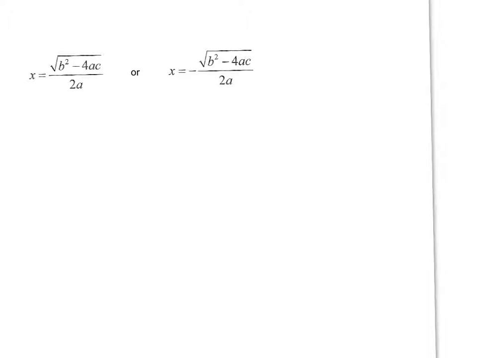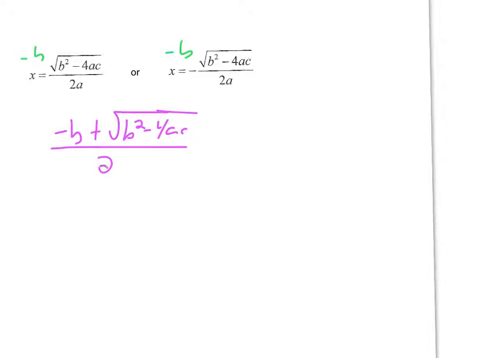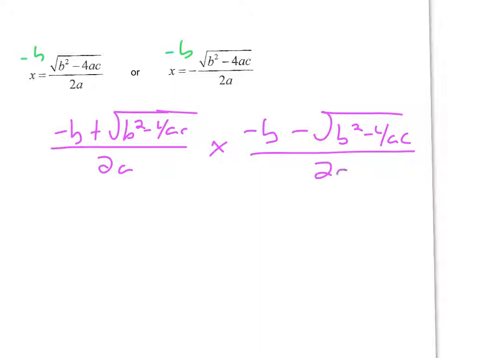Alrighty, just for the fun of it, I'm going to do the exact same thing, but this time I'm going to multiply my two roots. So I'm going to do negative b plus the radical, b squared minus 4ac, all over 2a, times the same root, but this time it's negative b minus the radical, b squared minus 4ac, all over 2a. Let's multiply. Let's do the bottom first because that's much easier.